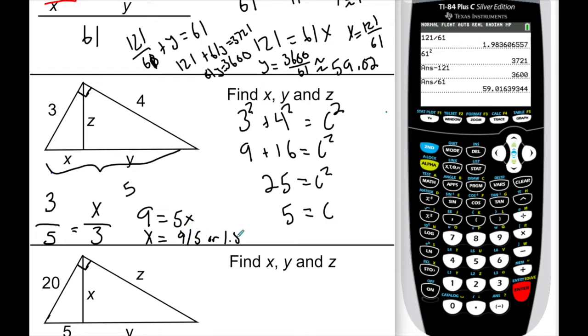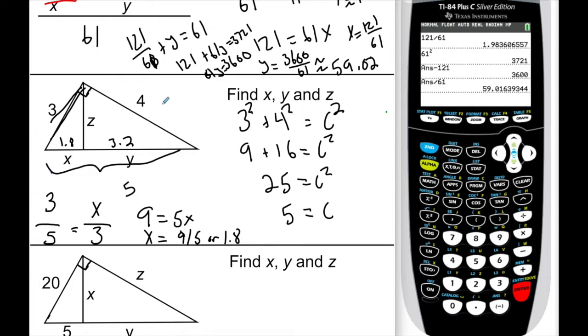or 1.8. Okay, so what did I do? I said, look, this hypotenuse is the overall hypotenuse, 5, as this height of this triangle is to the height of the big triangle, 3. And then solve. Then you could get y. Well, look, they got to add up to 5. So that means y has got to be 3.2, right? If this is 1.8, this is 3.2. So add up to 5.